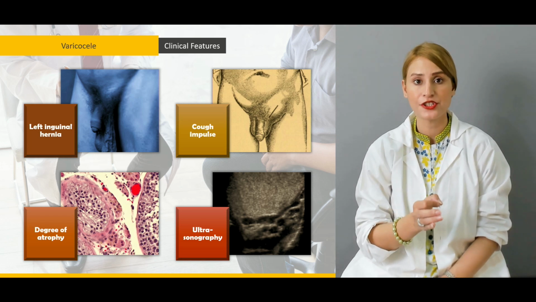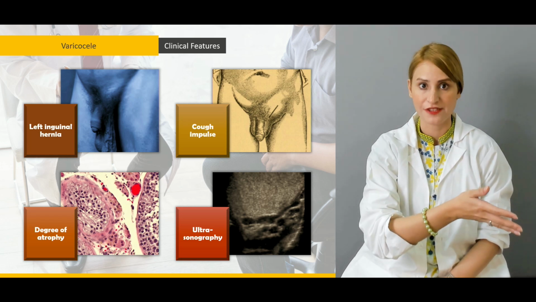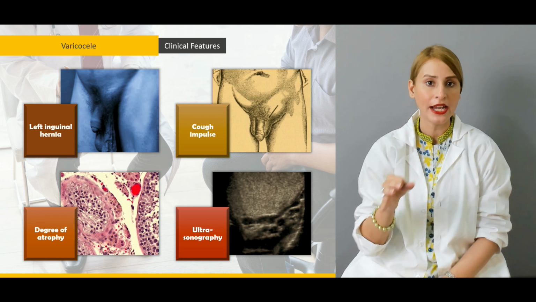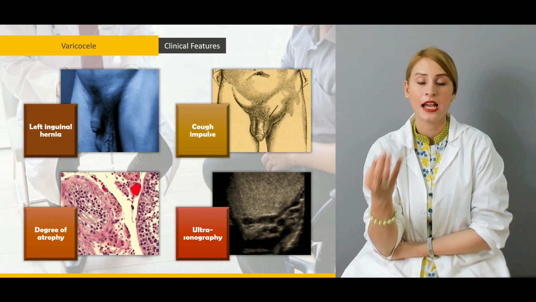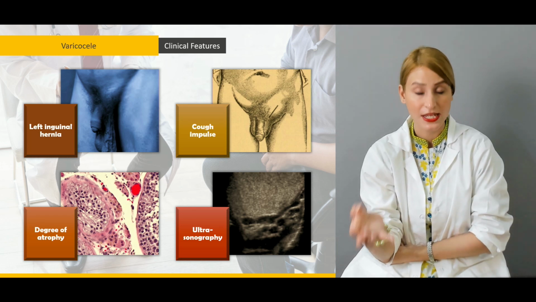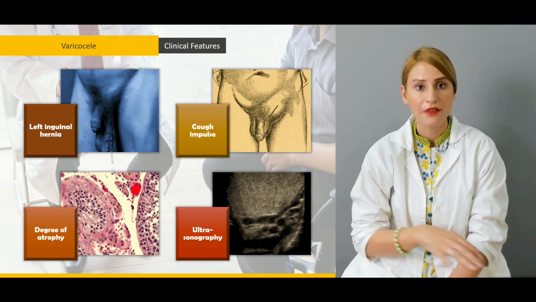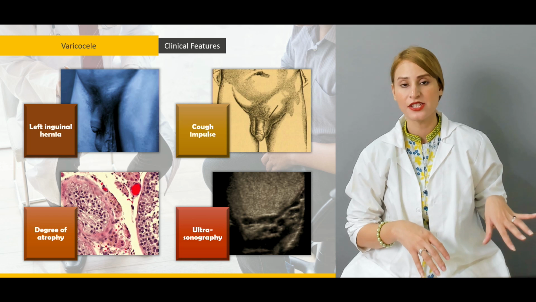Because you need to differentiate between the free fluid, the dilated tortuous veins, or the inguinal hernia containing the omentum and the mesentery or the gut loops. So this is something very, very important. If a patient comes to you with an inguinoscrotal swelling, you take a detailed history, and then you do the examination.